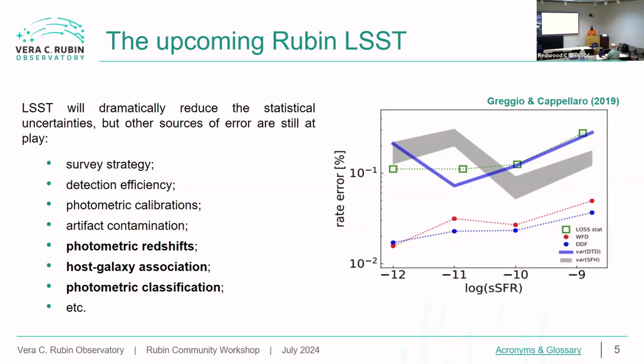We have the survey strategy, of course, and this is why we have a lot of metrics to understand which is the better one to study the supernova rate: the detection efficiency, photometric calibration, the artifacts contamination coming from the subtraction. And there are also photometric redshift, the accuracy that you have from redshift, the association of transient to host galaxy, and last but not least, the photometric classification, because we cannot have spectra of all the sources. So what I tried to do using the DP0 is to focus on the last three of them.